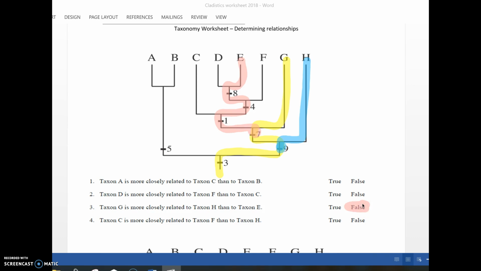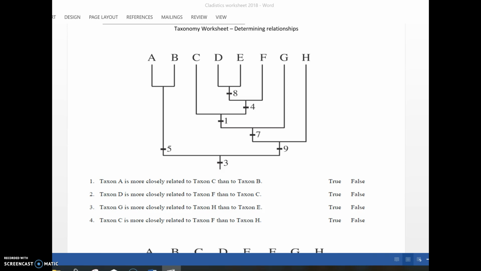And this is a really good example because some people were getting this one wrong in class because they were looking at the number of events that happened and thinking that G and H must be more closely related because there's less events afterwards. But the events afterwards don't matter. It's how far back do you have to go before they connect. And that's what's really important.